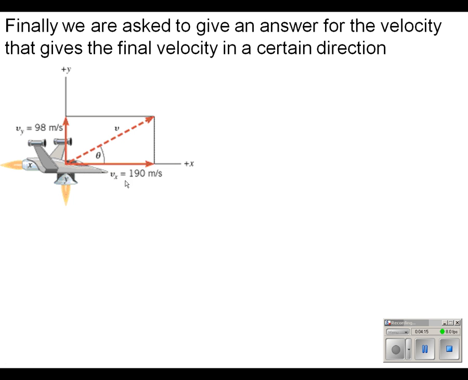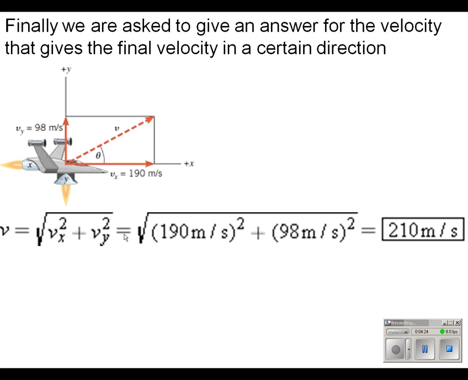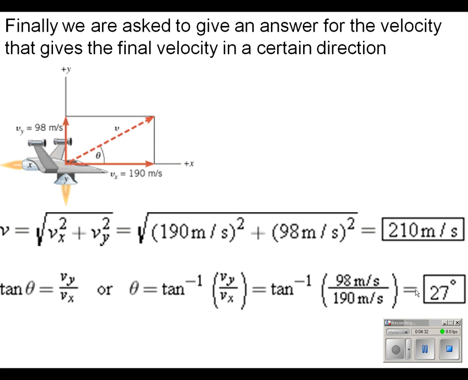So we look at the velocity in the x direction being 190 meters per second, velocity in the y direction being 98 meters per second, and we use the Pythagorean theorem to find that final velocity, which ends up being 210 meters per second. We also have to find that angle, so we're going to use inverse tangent to do that, and we end up with an answer of 27 degrees.